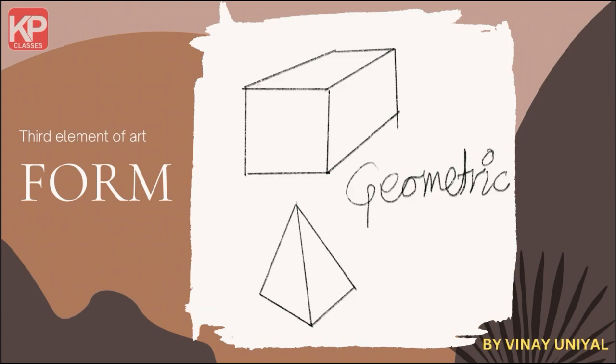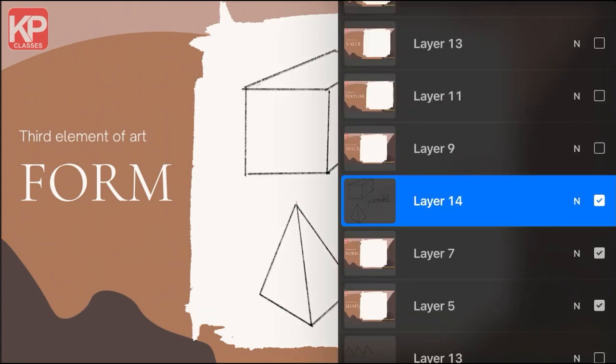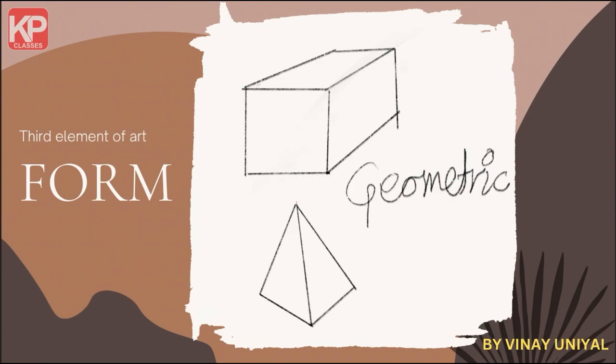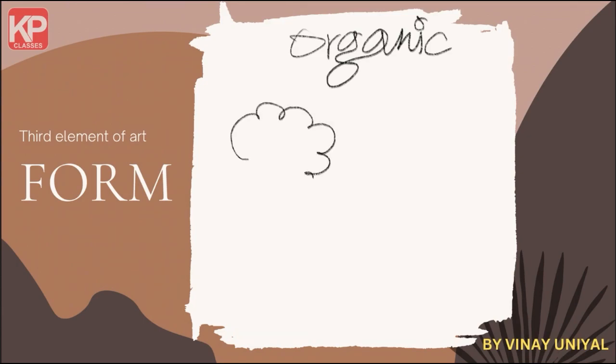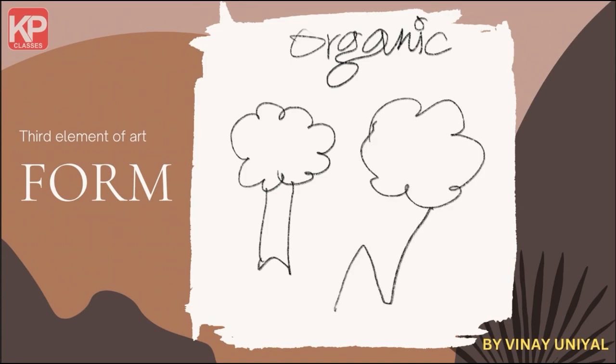Okay, and let's talk about the organic type of forms. Organic forms are actually the natural forms. Organic form can be a tree, it can be clouds, or maybe the mountains. So this is the part of organic, right?